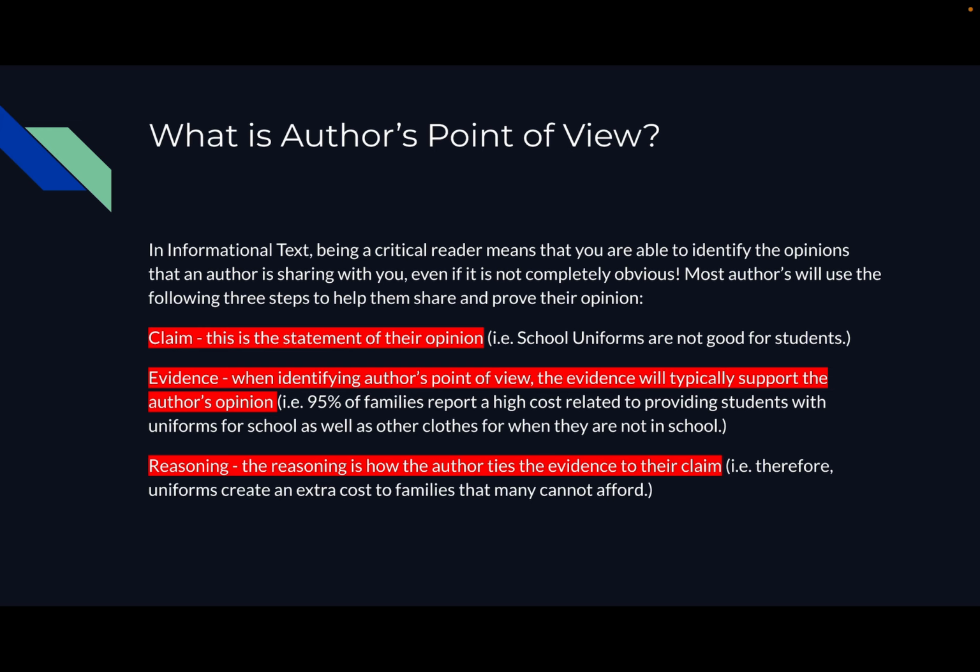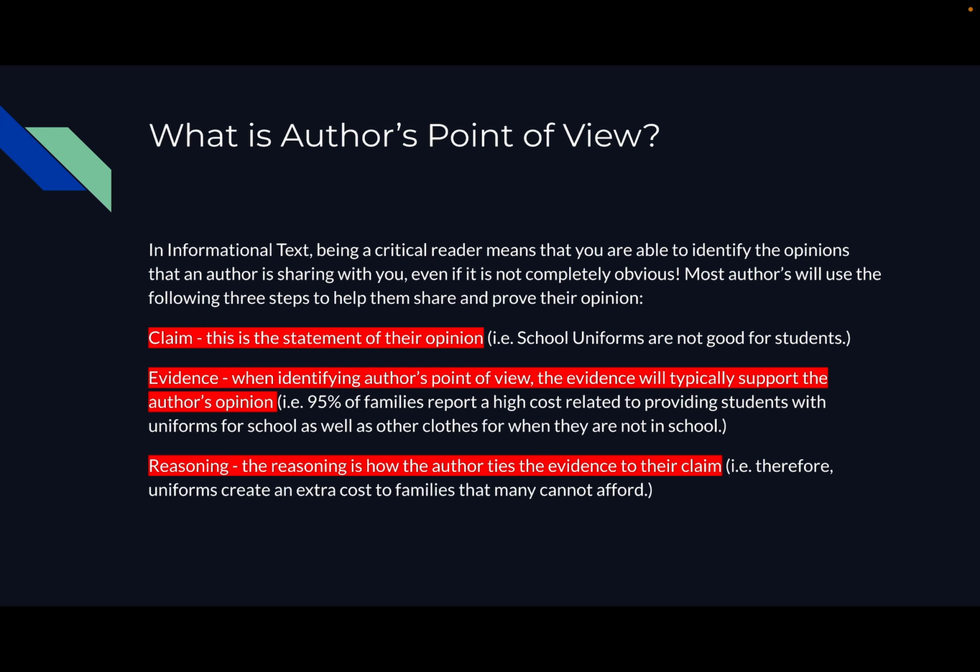For a while now, you guys have been practicing writing your own CERs. In this skill, you're basically analyzing the CER of somebody else. So being a critical reader means that you can identify the opinions that an author is sharing with you, even if it's not completely obvious in their writing. In fact, most of the time, it's not going to be super obvious. They're not going to say, my opinion is this. It's more going to be subtle hints that you'll find in their claims, evidence, and reasoning that help you know if they are for something or against something.